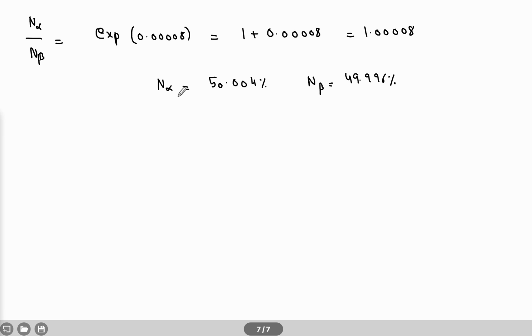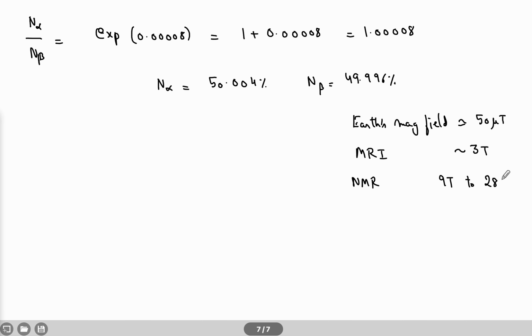So remember that it's a very big magnetic field, because Earth's magnetic field, you know how a magnetic compass works, is at 50 micro Tesla. So this is just to give you an idea. Earth's magnetic field strength is of the order of 50 micro Tesla. Then most MRI machines work at 3 Tesla. The NMR magnets typically go from 9 Tesla to, nowadays, a maximum strength available of 28 Tesla. Okay, so much stronger than Earth's magnetic field.